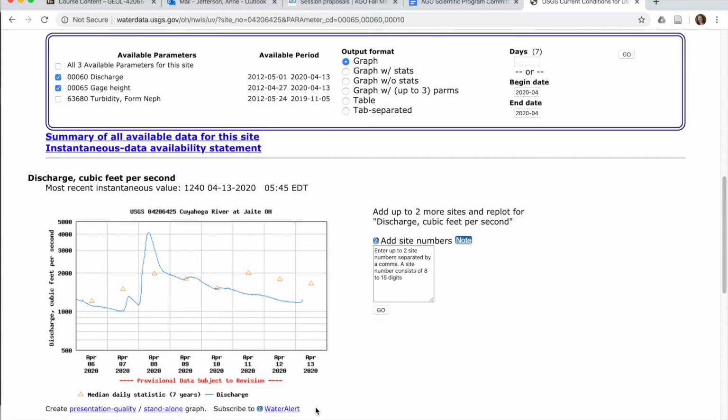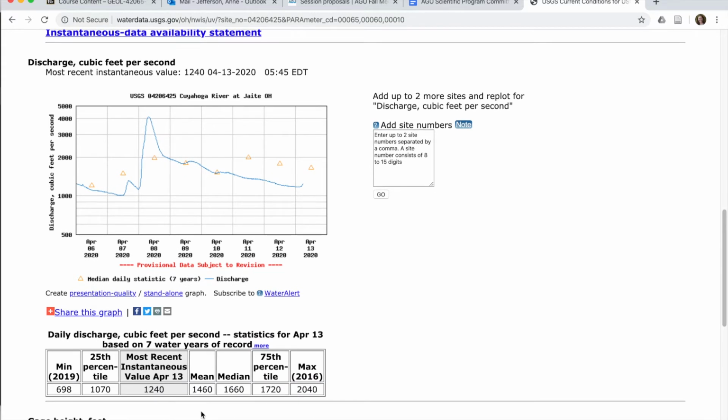All right, let's keep scrolling down. So here's another way of just sort of saying, where are we at right now relative to normal? So in the 7 years of data on April 13th, our minimum was last year in 2019 at 698 cubic feet per second.